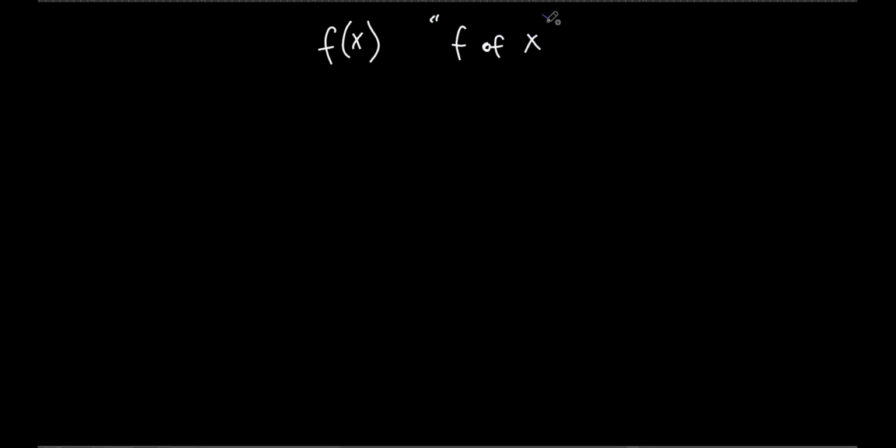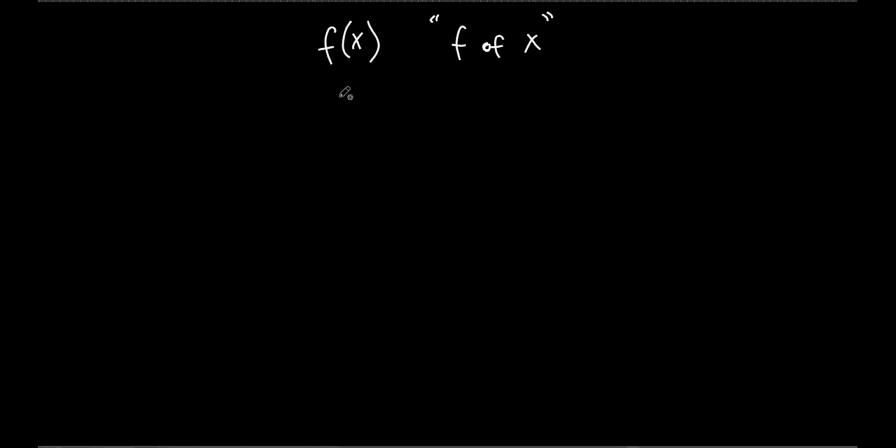I'll put it in quotation marks. That's how you say it. It's not f times x. It's not, f is a variable and x is a variable. It's f of x. It's a function, all right? You could use other letters too, but usually we use f. Why do you think we use f? Because the word function starts with f, all right?